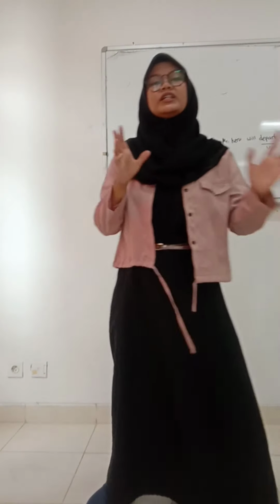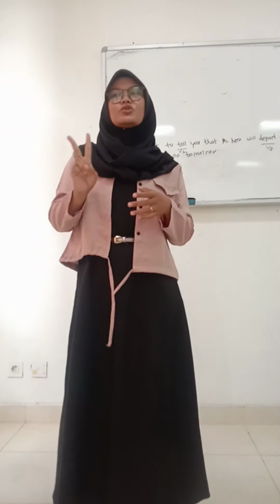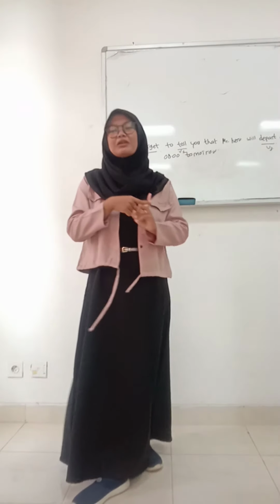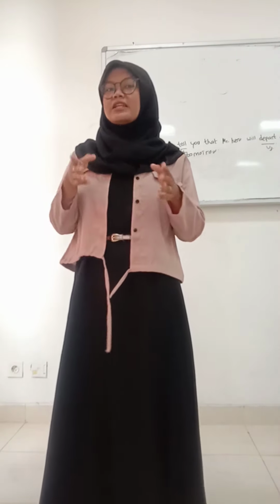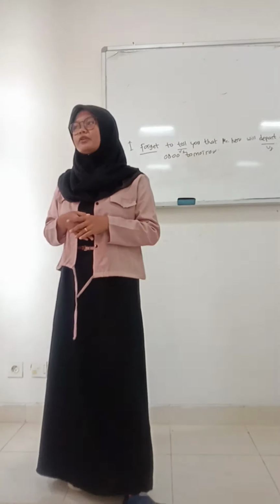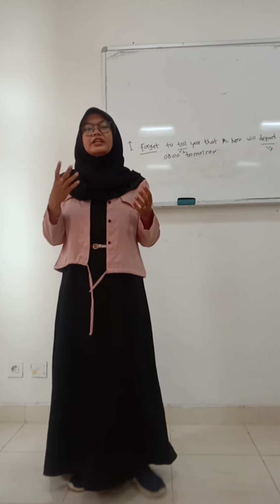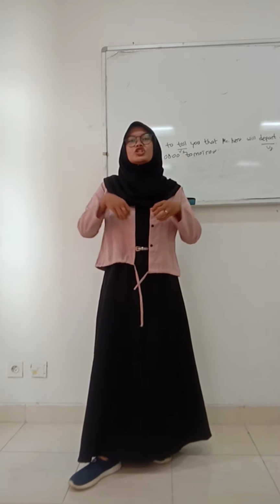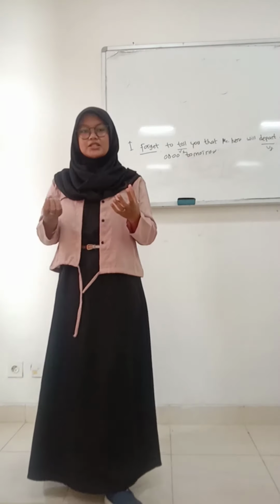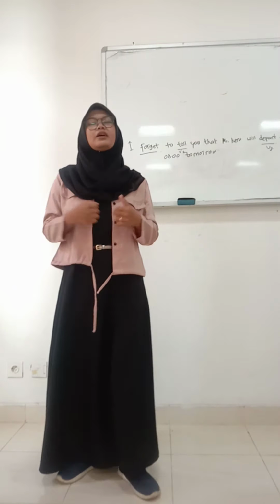Semantically, a verb is divided into two kinds. The first is dynamic verb and the second is static verb. What is a dynamic verb? A dynamic verb is a verb showing the activities. For example, run, walk, climb, swim, etc.